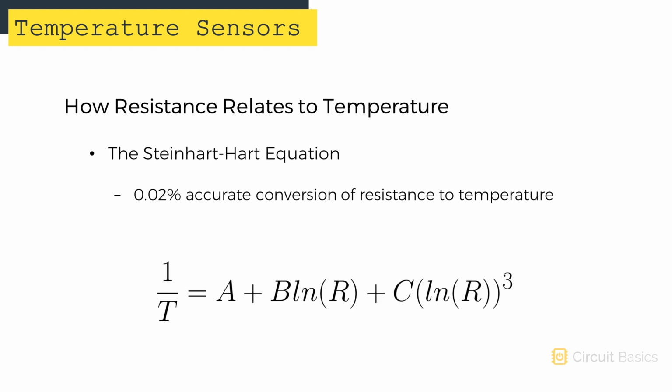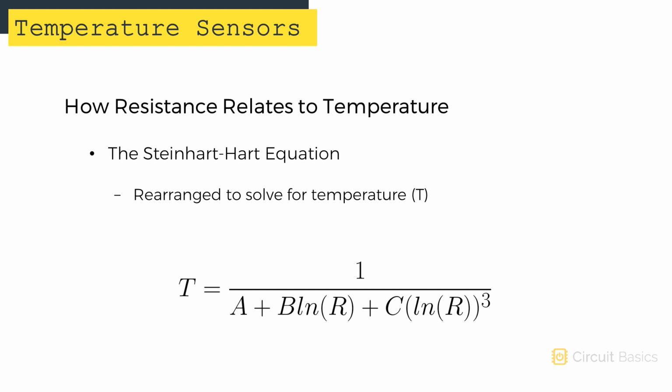The equation looks like this. The formula solves for the inverse of temperature, but we can rearrange it to solve for temperature. R is the resistance of the thermistor at a particular temperature T. A, B, and C are constants that depend on the resistance, tolerance, and construction of the thermistor. The math to calculate the constants is pretty advanced, but luckily there are online calculators that will do it for you.